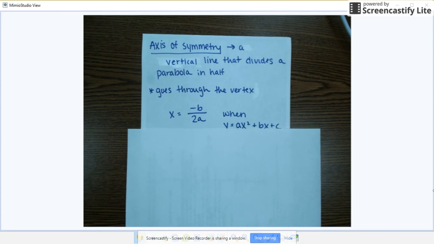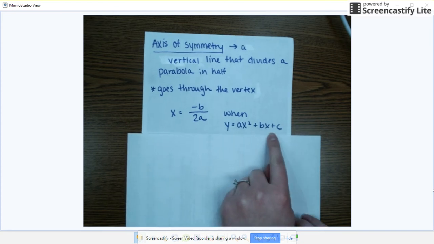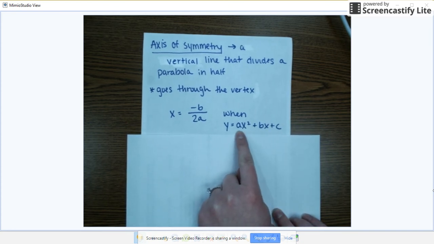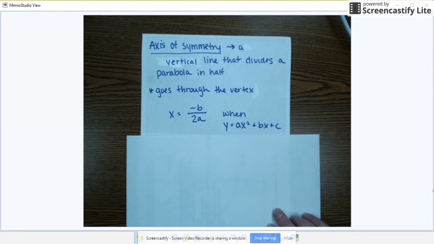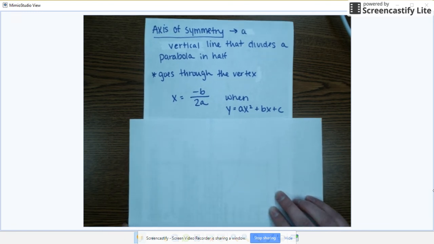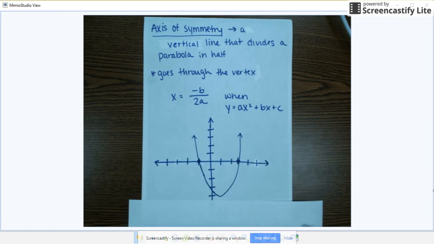And we have a little formula to use. If we have our quadratic function in standard form, remember that's ax squared plus bx plus c, we can use this formula, opposite of b over 2a, to find our vertical line or our axis of symmetry. Okay, sometimes we'll be given a graph, though, that we need to find the axis of symmetry.